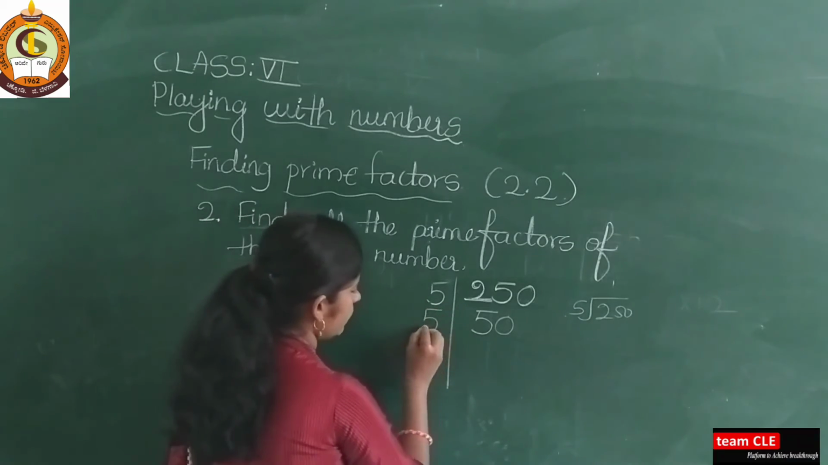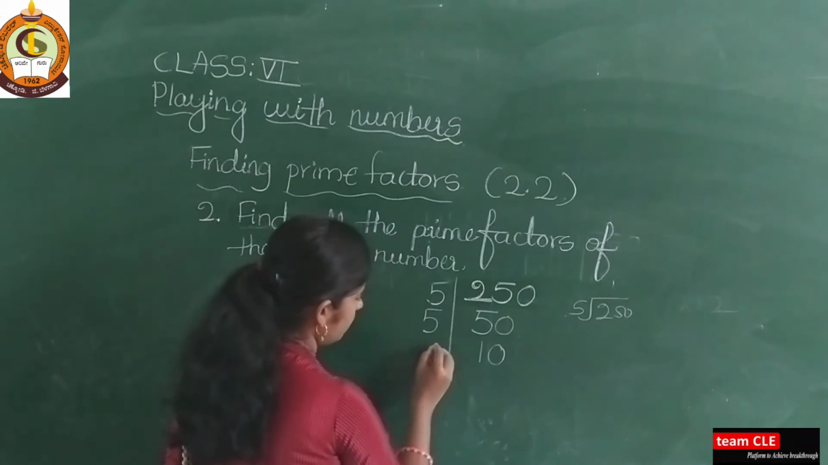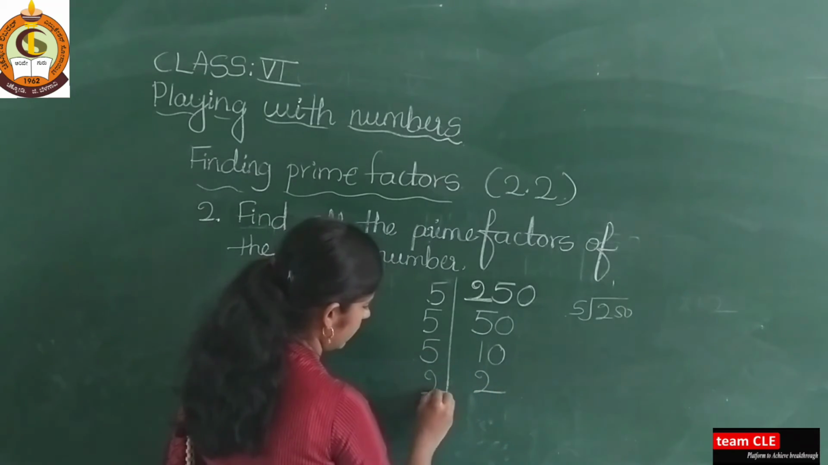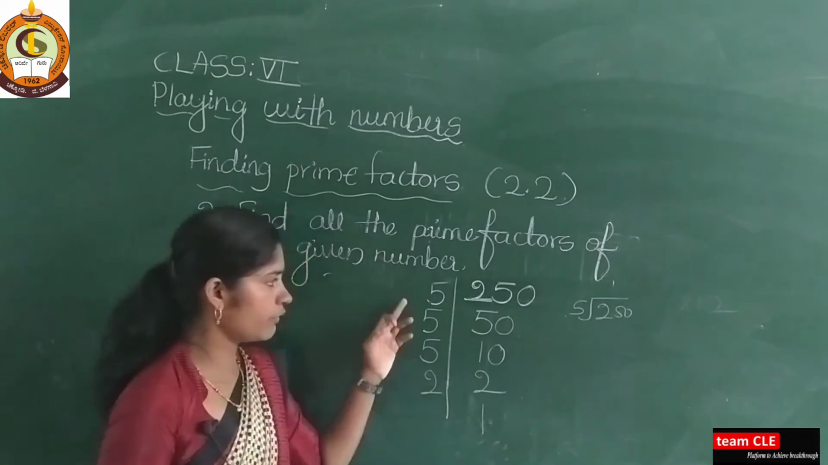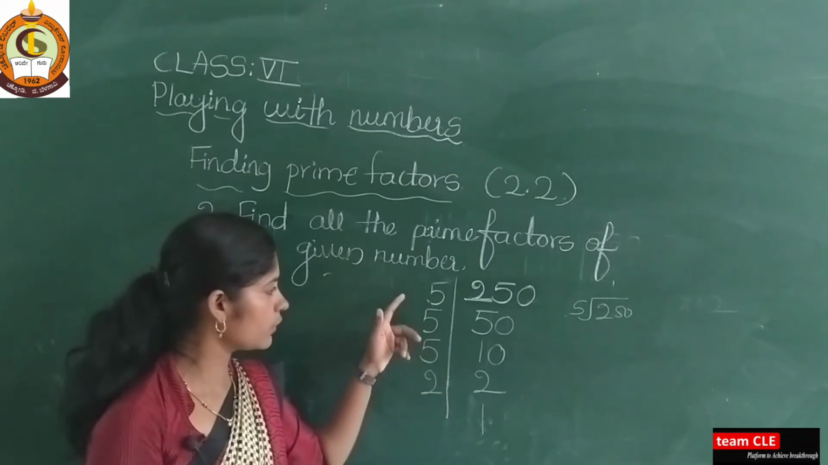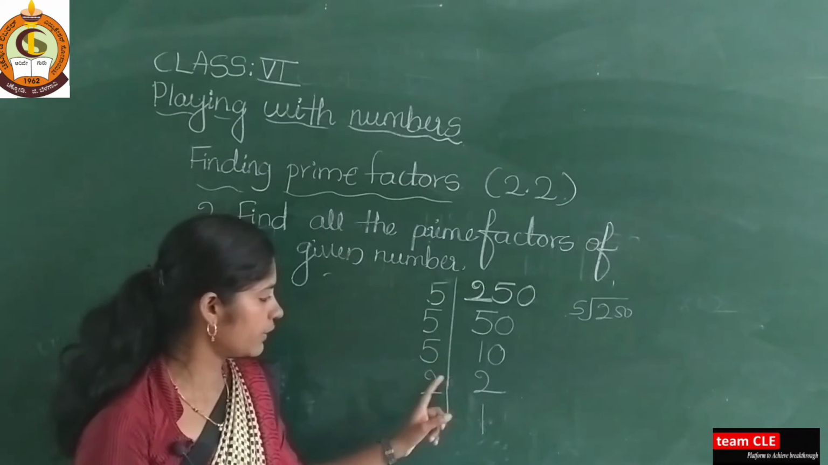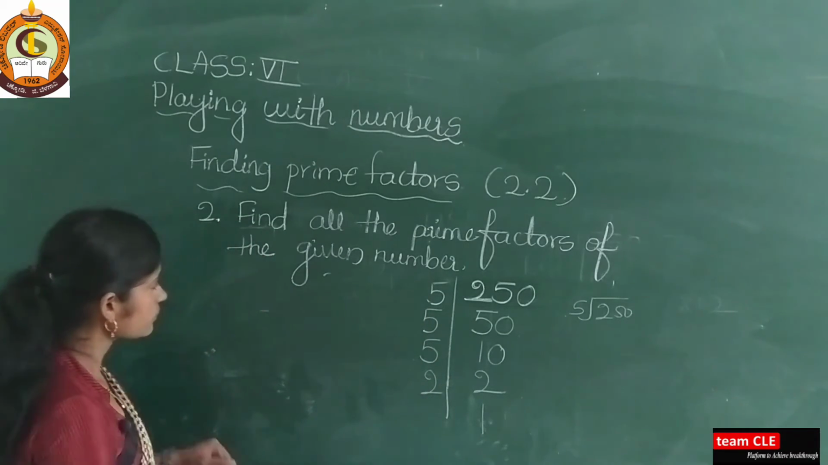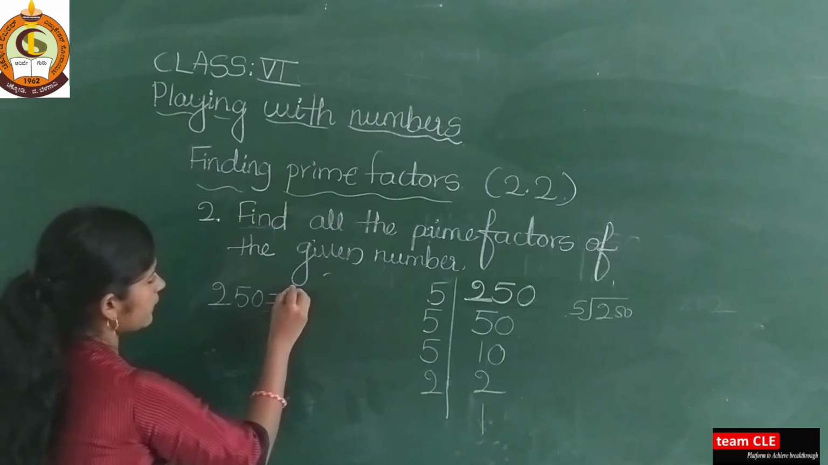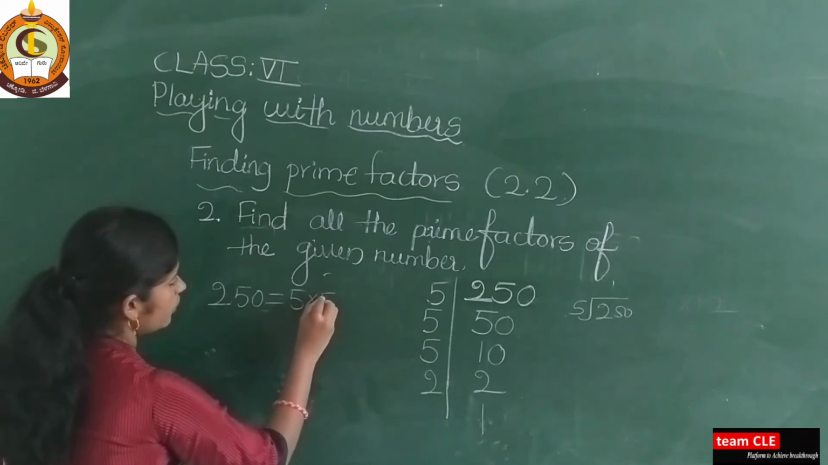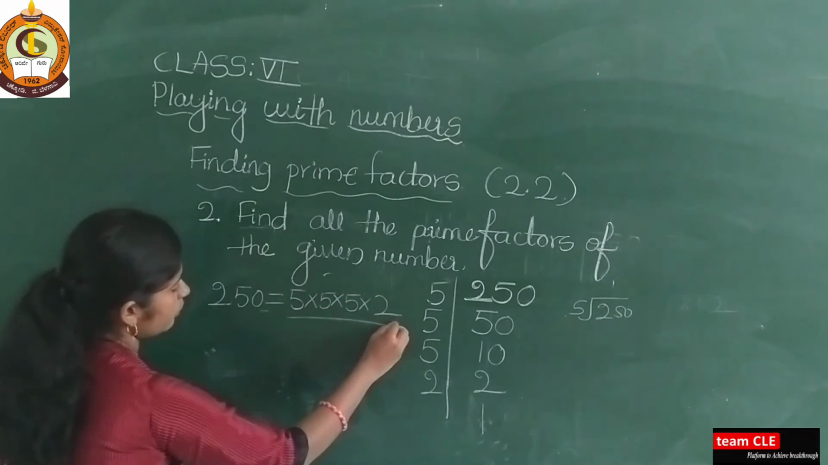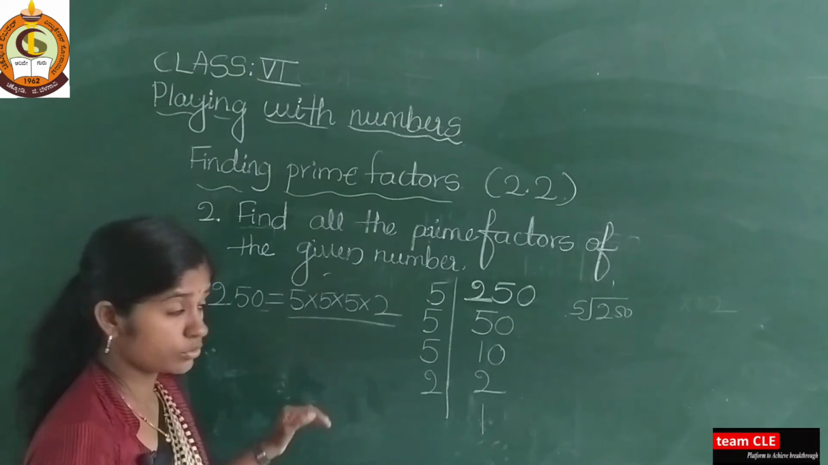Next you take 5 10s are 50. Next again you take 5 2s are 10 and again 2 1s are 2. If you are dividing with 2, that is also correct, but I took 5 directly. So for 250, its prime factors are 5 into 5 into 5 into 2.